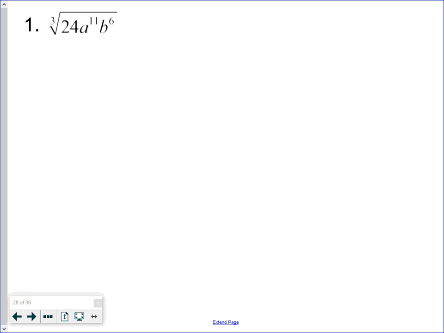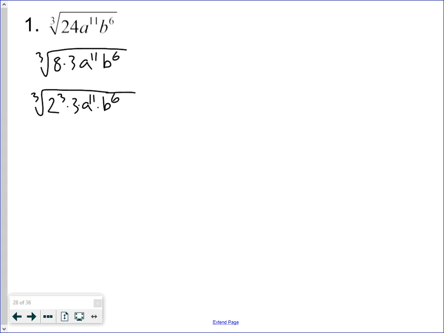So in number 1, we have the cube root of 24 times a to the 11, b to the 6th. What I'm going to do is take the prime factorization of 24 first, just because there's no cube that gives me 24. If I just break it up, I'll get 8 times 3 times a to the 11, b to the 6th. And 8 can be broken down into 2 cubed times 3 times a to the 11 times b to the 6th.